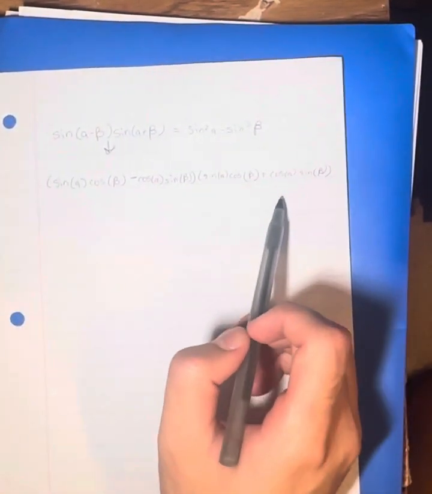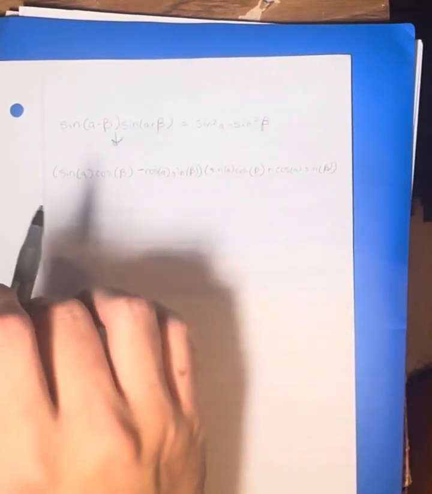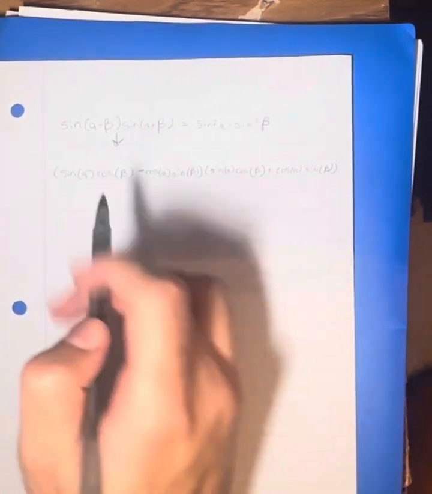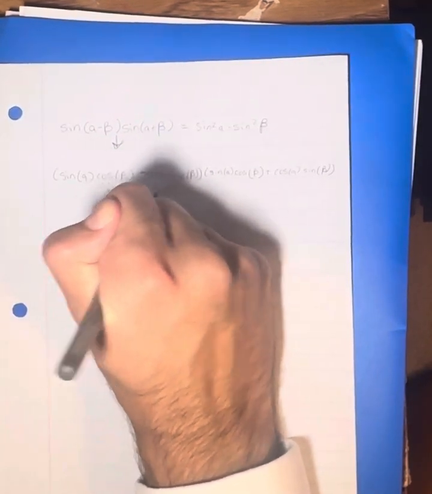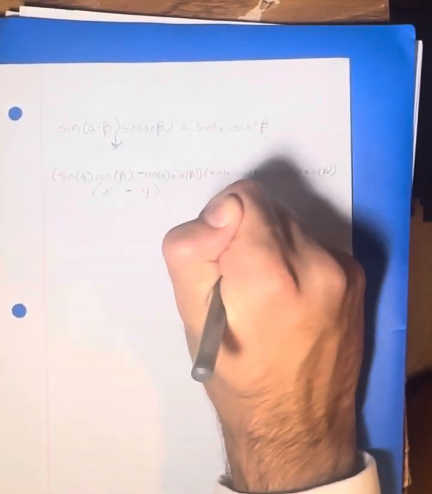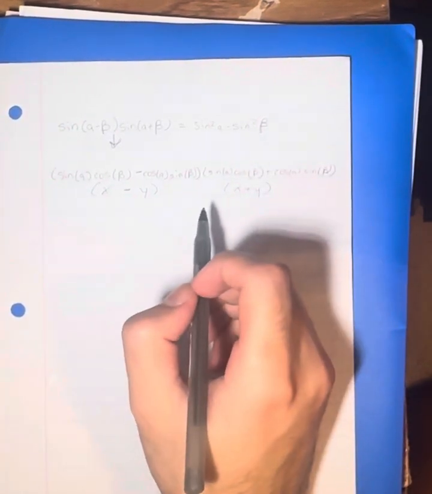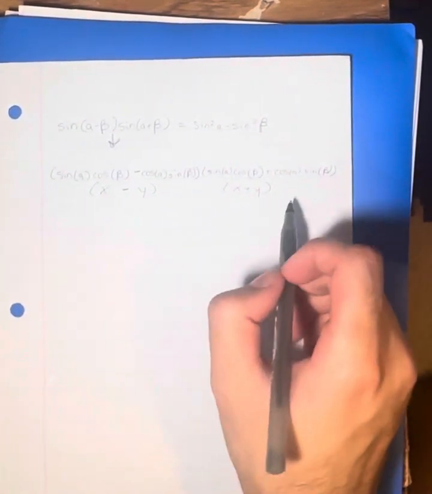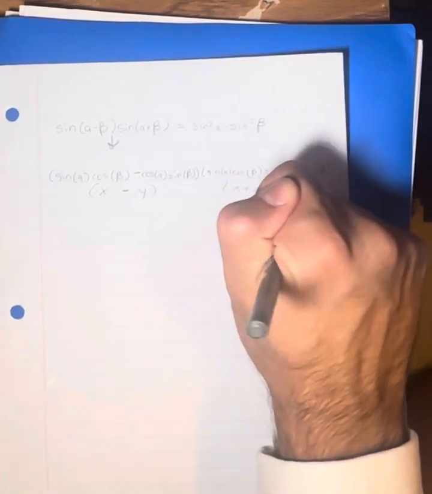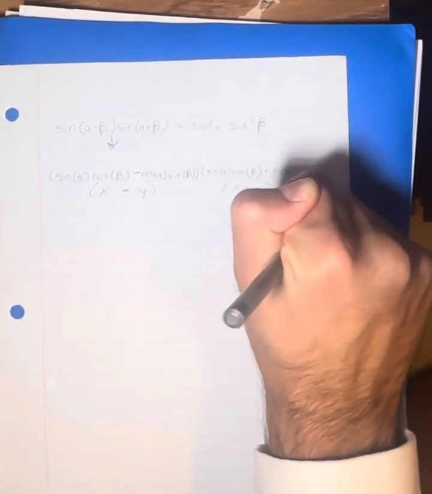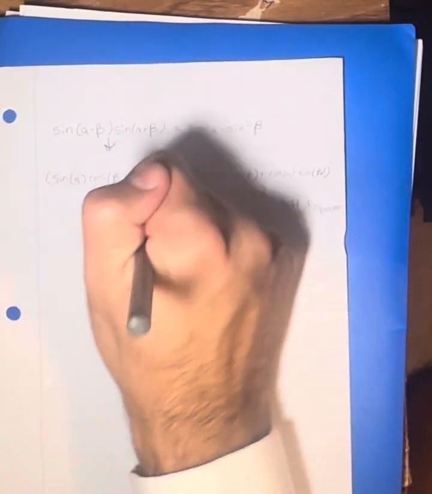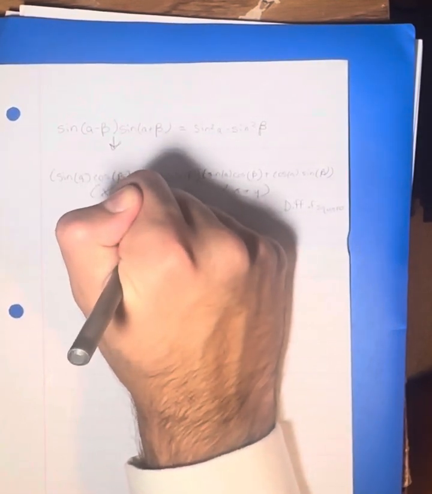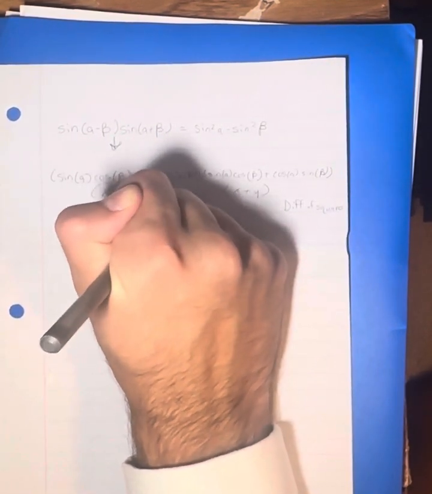So this looks a little complicated to me. What I'm going to do is make sine alpha cosine beta equal x and cosine alpha sine beta equal y. So this is going to be x minus y, and this side is going to be x plus y. If you use the difference of squares law and FOIL these, then this is going to be x squared minus y squared.